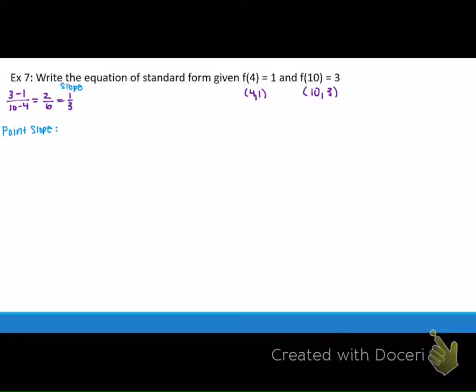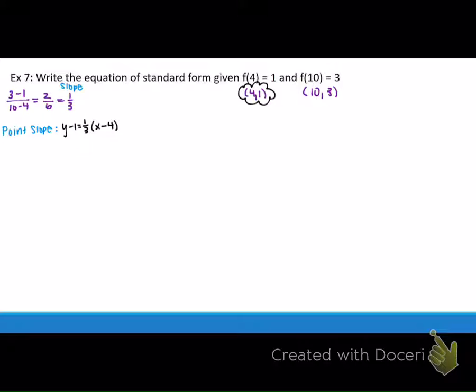Cassie, what would that be in point slope form? So first choose which point you want to use. Do you want to use (4, 1) or (10, 3)? Okay, put that in point slope form for me. Girls. So she did a good job of getting that into point slope.